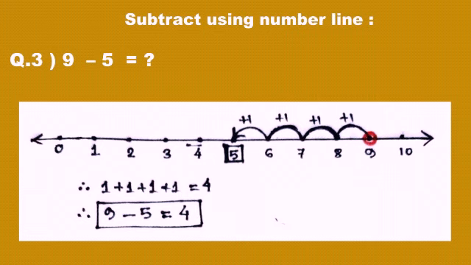moving to 9. So, how many steps are there? 4 steps. From 5 to 6, it is 1. 6 to 7, it is 1. 7 to 8, 1 step. 8 to 9, 1 step. So, how many steps are there? 1 plus 1 plus 1 plus 1. That means how many ones are there? 4 ones are there. So, that means 4. So, the result is 4.